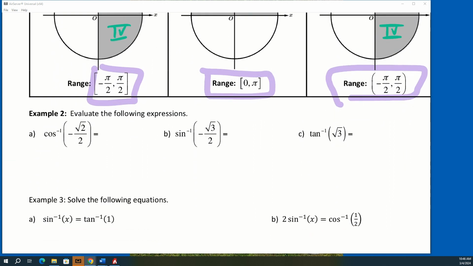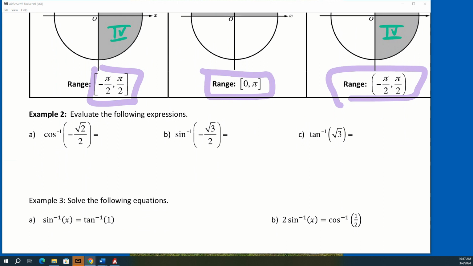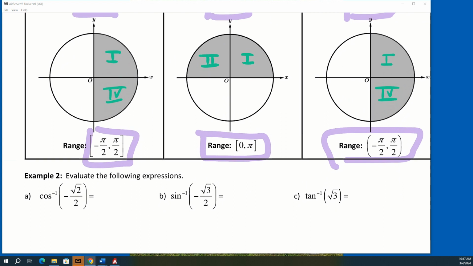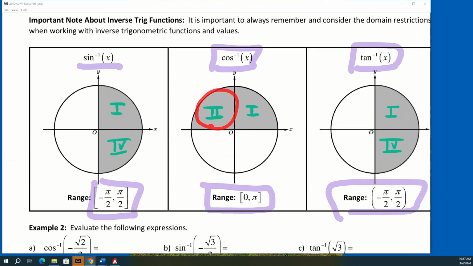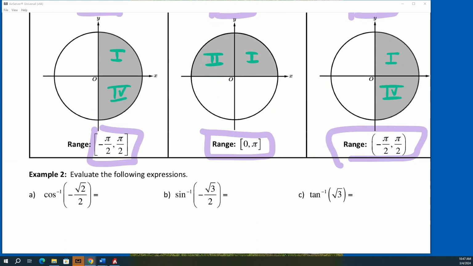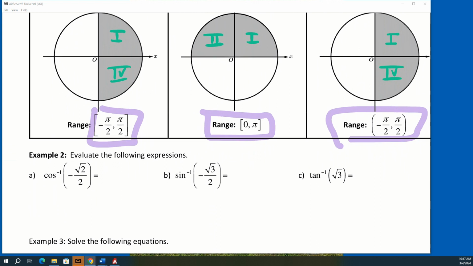Okay, so let's do some examples. On example 2, we want to find the arc cosine of negative square root of 2 over 2. There are multiple angles that have that cosine, but we have to choose the one that is in quadrant 2. So if you're looking at your unit circle, look over at quadrant 2 and find the angle where the cosine, or the x coordinate, is negative square root of 2 over 2. What do y'all think? That's the arc cosine. That's the angle in the correct quadrant that has that cosine.